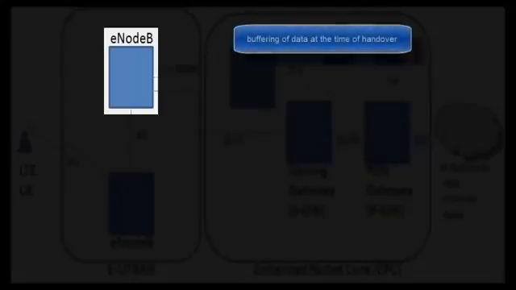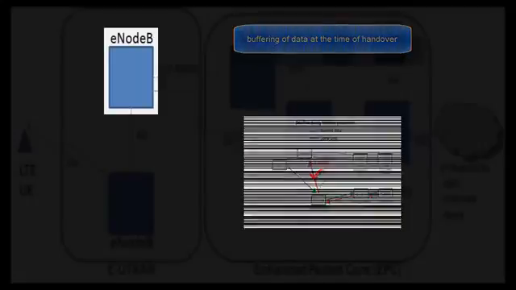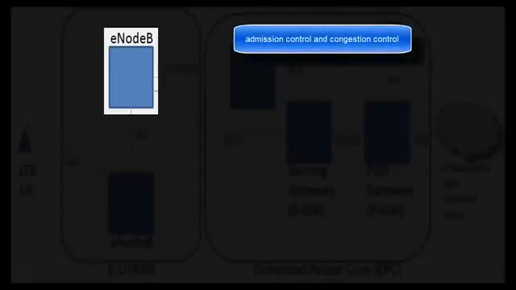Fourth task, buffering of the data at the time of handover. At the time of handover, buffering of the data and the forwarding of the data to the target eNode B is done by source eNode B. Fifth task done by eNode B is eNode B also does transmission control and congestion control. Whenever there is a request for some new service for the UE, or technically we can say whenever there is an E-RAB request for the UE from core network, eNode B runs its congestion control algorithm to see whether new service can be admitted or not based on the current UE and eNode B load.